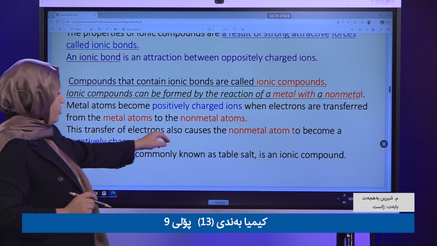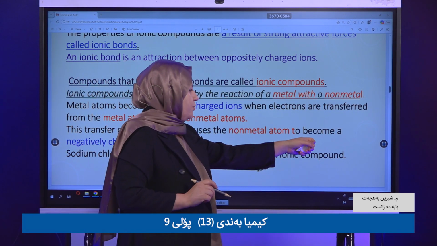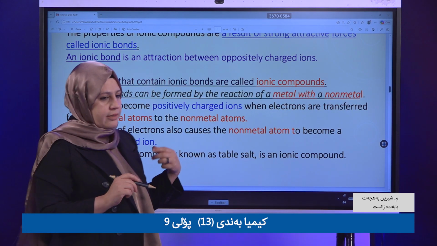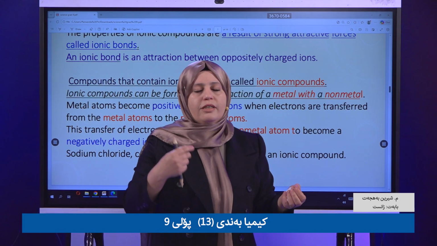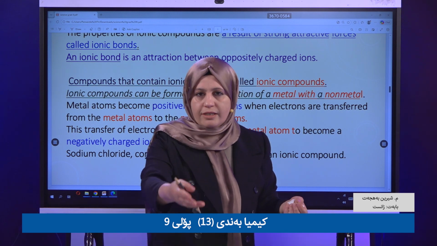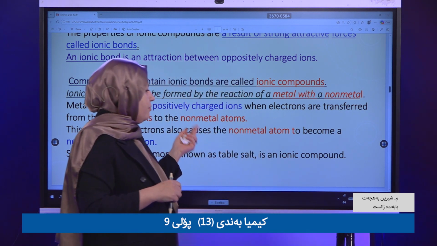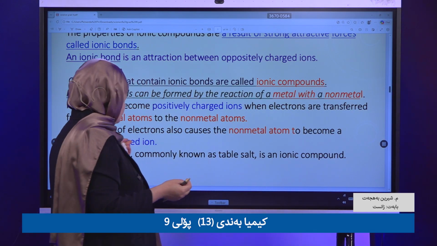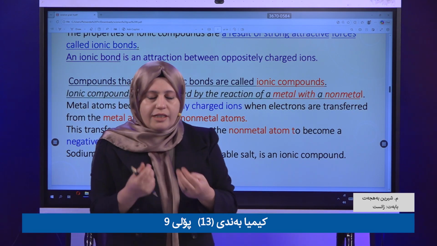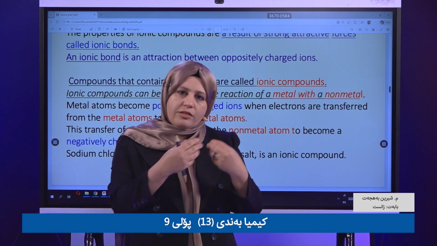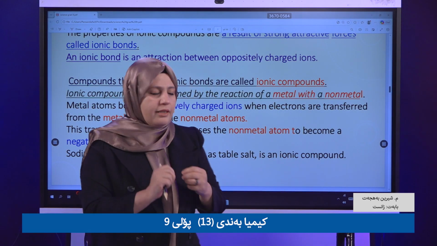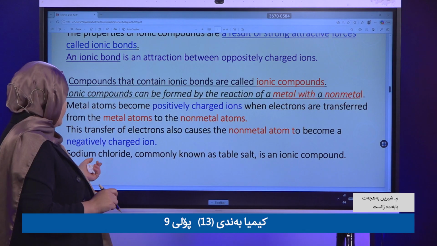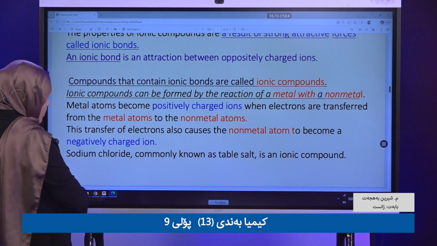This electron transfer also causes the non-metal atom to become what? Negative charge. So the metal became positive charge, like the person who always gives, but the non-metal became negative charge. Why? Because it always gains electrons, which are transferred from metal to non-metal. That's why it has a negative charge.